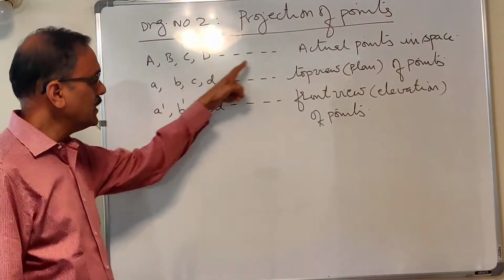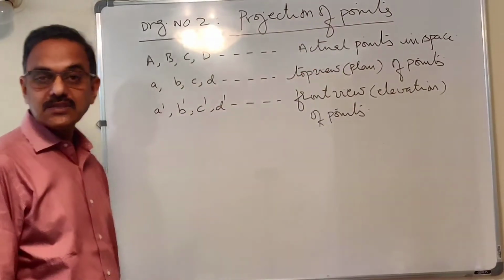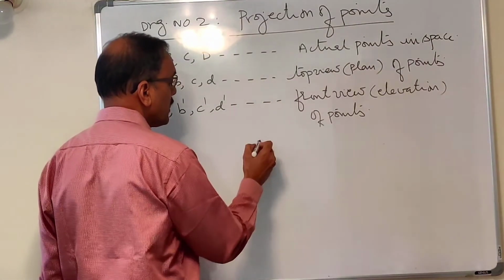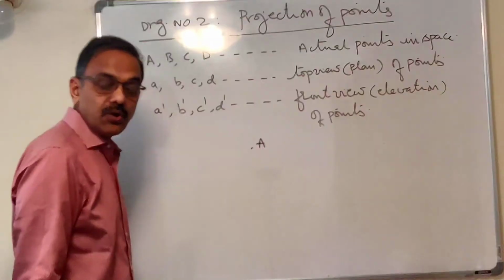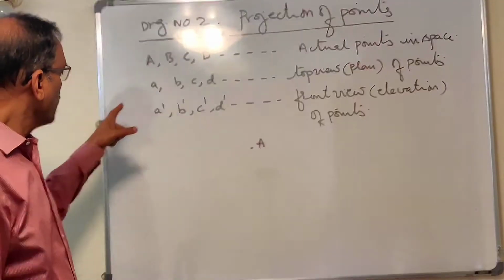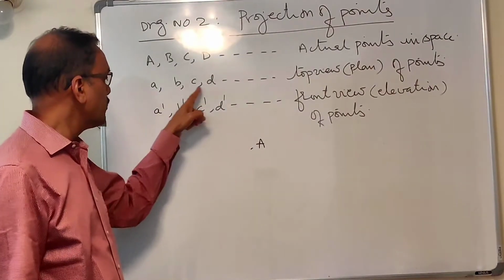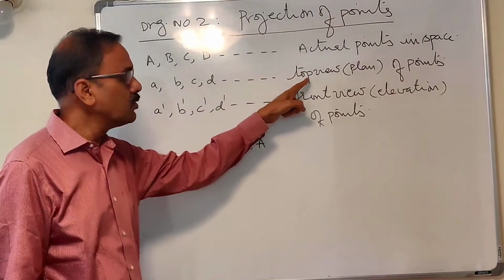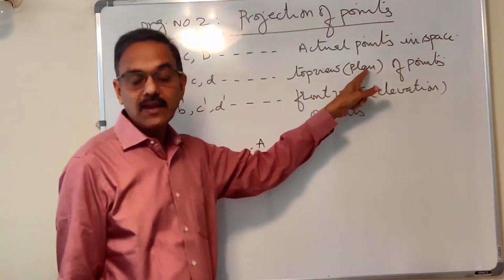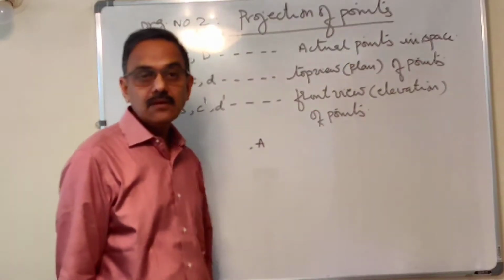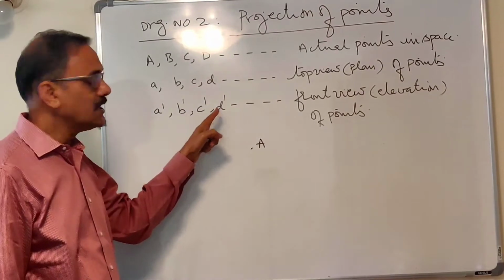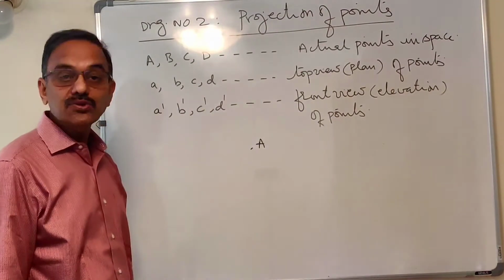Capital letters A, B, C, D represent actual points in space. So if I put a point on my drawing sheet and write it as capital A, you understand that it is the actual point in space. But if you take the lower cases, small a, small b, small c, small d, they represent the top view of points. The other name given for the top view is the plan of a point. Similarly, a small letter with a dash, a dash, b dash, c dash, d dash, etc., are called front views of the points.